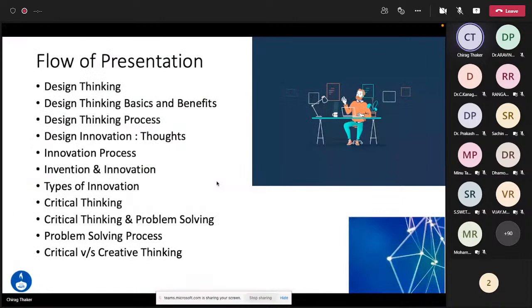This is going to be my flow of presentation. I'll touch upon design thinking, then design thinking basics and benefits, design thinking process, and then I have some thoughts on design innovation, and then we will swiftly switch over to the innovation process. We'll have the comparison of the difference between invention and innovation, types of innovation, and then I'll enter critical thinking and problem solving process, and some thoughts on critical and creative thinking. So friends, I'll talk about design thinking first, and then innovation design, and in the last I'll cover the critical thinking part.